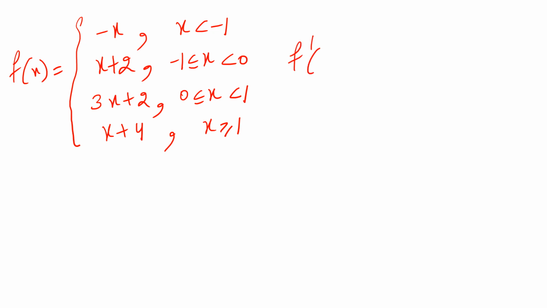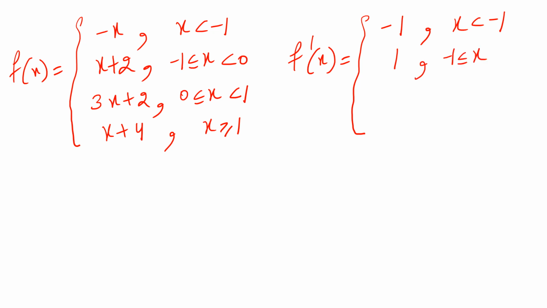Now students, from here we can easily find the function f dash x. Now f dash x becomes minus 1 when x is smaller than minus 1. It becomes 1 when x is greater than or equal to minus 1 but less than 0. It is equal to 3 when x is greater than or equal to 0 but less than 1. And it is again 1 when x is greater than or equal to 1.